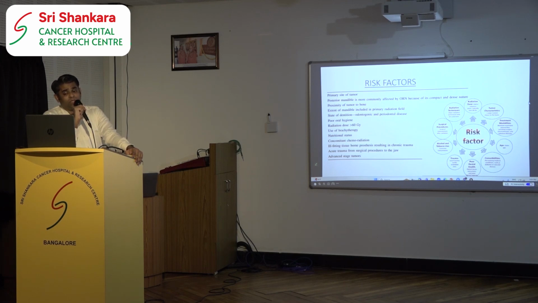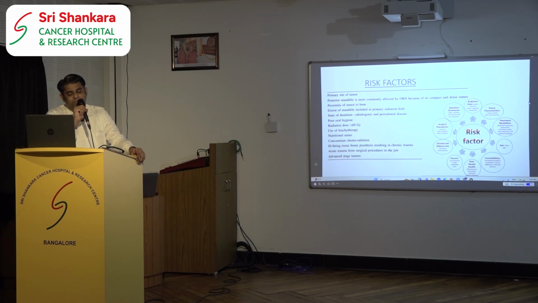Poor oral hygiene, odontogenic infections, periodontal disease, and dose of radiation received. Invariably, most head and neck cancers receive more than 60 grays. Use of brachytherapy: not very commonly used now, but historically brachytherapy was used significantly in the treatment of oral cancer. When the tumor was close to the mandible and brachytherapy was used, the dose received by the mandible was quite high, and this could precipitate osteoradionecrosis.